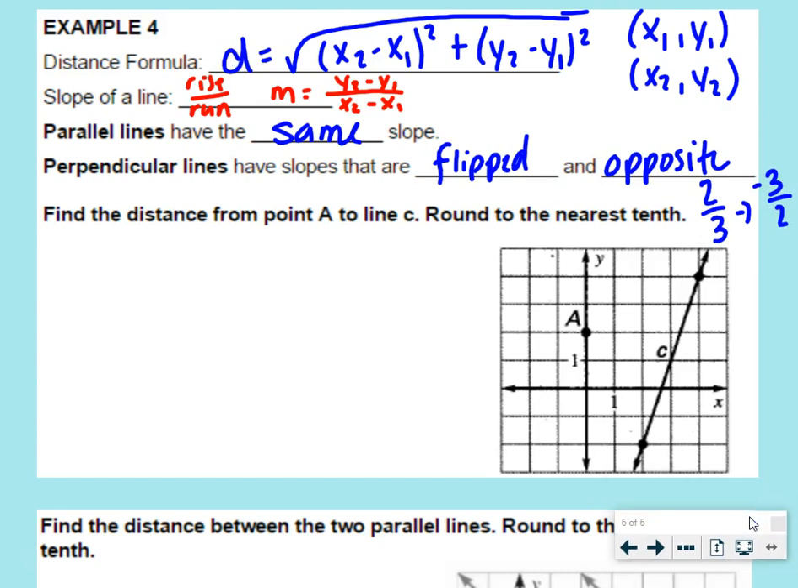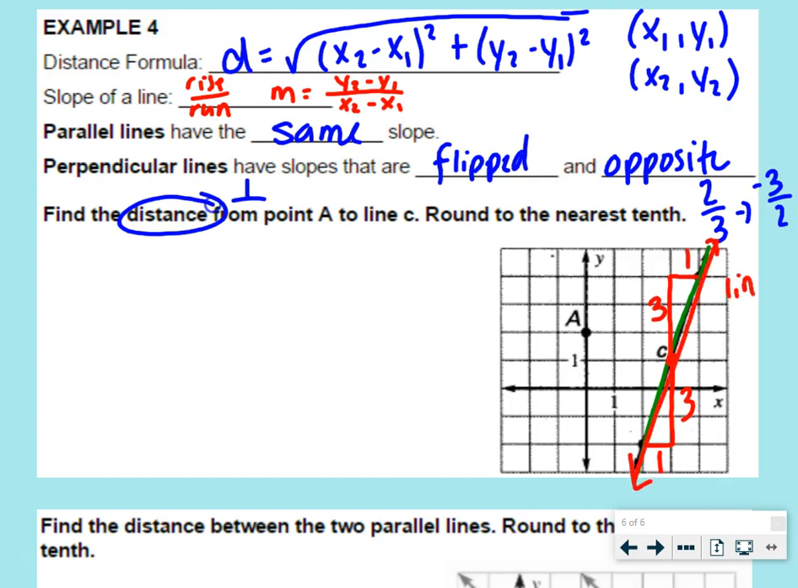Find the distance from point A to line C, round to the nearest tenth. So distance means we need a perpendicular line from point A to line C. So first off, we need to make a perpendicular line to line C through point A. So if we look at line C, we need to find the slope. Since we're on a coordinate graph, we can use rise over run. We are rising 3, running 1. We're going up the mountain, so it is a positive slope.